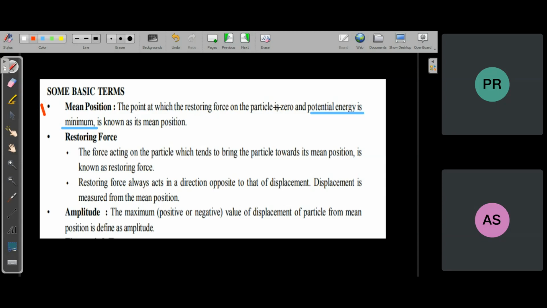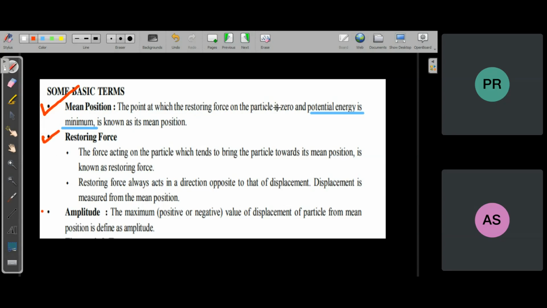Now the next is restoring force. Restoring force is only that force, or you can say resultant of those forces, which tends to bring the particle towards its mean position. Restoring force is always directed in a direction opposite to the displacement measured from mean position. So this is the restoring force.